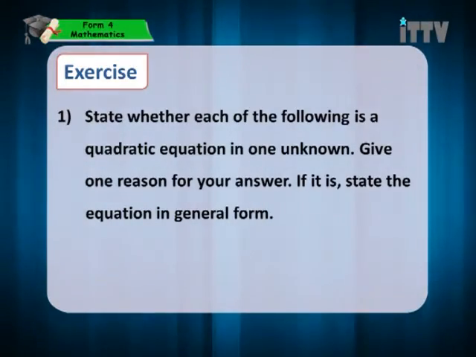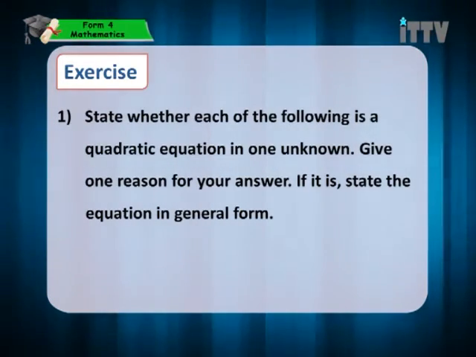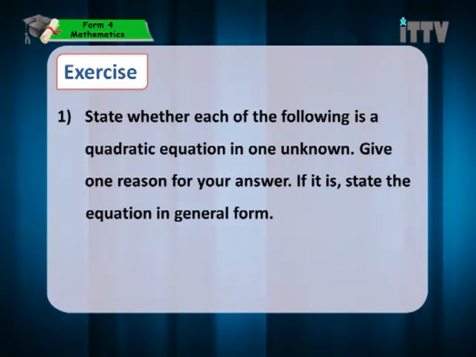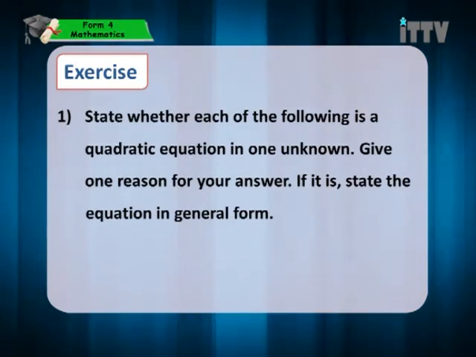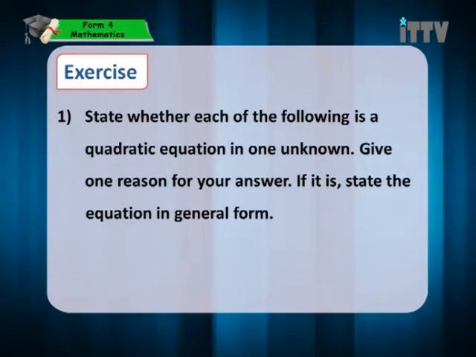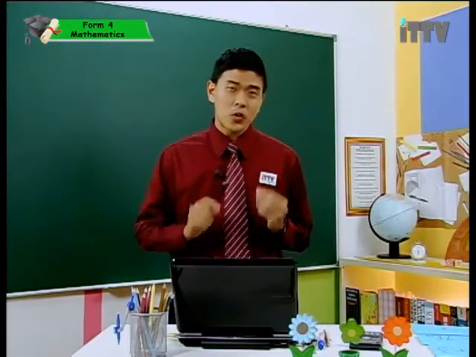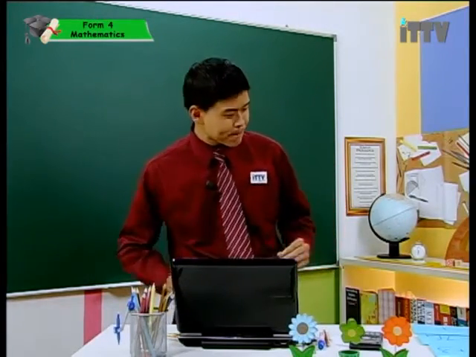Alright, now let's do this exercise together. State whether each of the following is a quadratic equation in one unknown. Give one reason for your answer. If it is, state the equation in general form. Alright guys, now we are going to look at three kinds of equation. We're going to go through each step and see whether each equation is a quadratic equation or not. I would need you to come to the board with me and we're going to do this together.